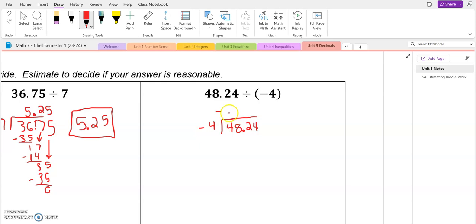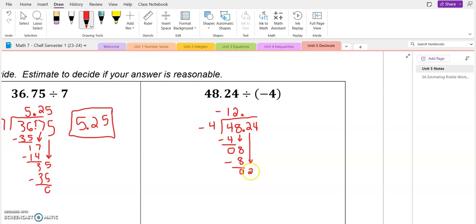And so 4 goes into 4 1 time. And actually, don't forget to bring your decimal point straight up at the start of the problem, like I just did. 4 times 1 is 4, which gives us 0. Bring down an 8. 4 goes into 8 2 times. So 4 times 2 is 8, which gets you another 0. And now we bring down a 2, and here's where things get interesting.